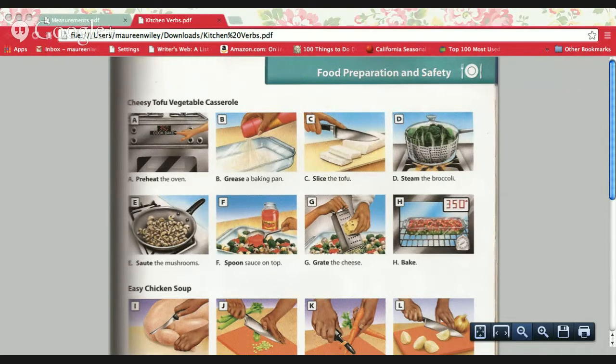Grate the cheese. Grate the cheese, yes. It's pronounced exactly the same as the word grate. And I'm sure you can guess what that means. When you grate the cheese, you pass it over this metal box that has holes in it, and it makes the cheese into much smaller pieces.